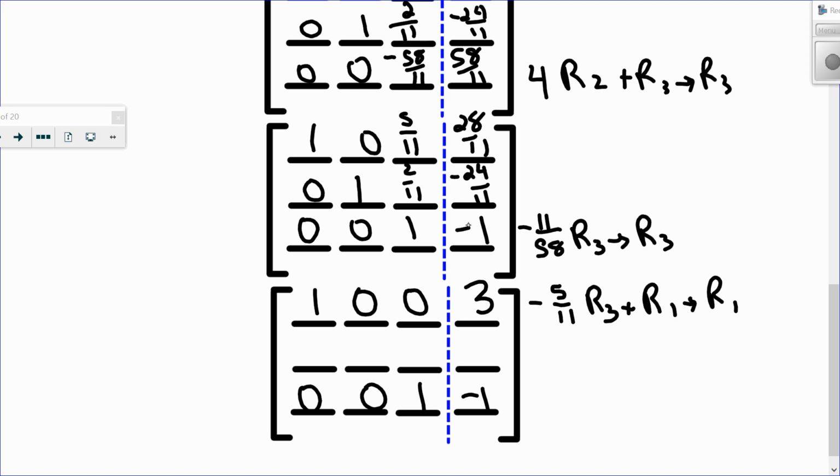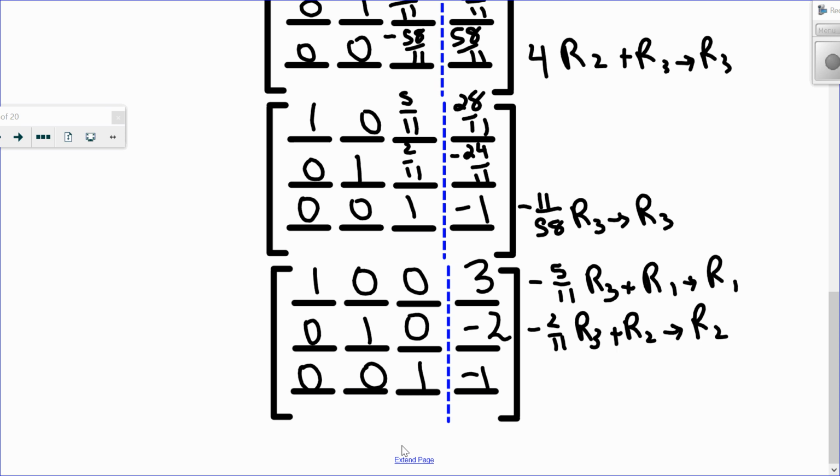Okay, for row number 2, I want to get rid of this 2 over 11, so I'm going to multiply negative 2 over 11 by row 3, add that on to row 2, and keep it on row 2. So negative 2 over 11 times 0 is 0, plus 0 is 0. Negative 2 over 11 times 0 is 0, plus 1 is 1. Negative 2 over 11 times 1 is negative 2 over 11, plus 2 over 11 is 0. And then I do negative 1 times negative 2 over 11, and I add that on to negative 24 over 11, and I get negative 2. So our fractions are all gone. And sometimes you'll have fractions, and that's okay.